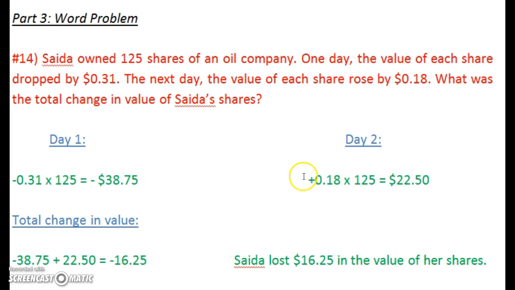On day two, the value of each share rose or grew by 18 cents. So you'll see here that's going to be a positive sign. Positive 0.18, again multiplied by 125 shares, is going to give us $22.50. Now, what we want to do to figure out the total change in value is take our number from the first day, negative 38.75, and add it to the number from the second day, positive 22.50. And you'll see here that over the 2 days, Saida lost $16.25.